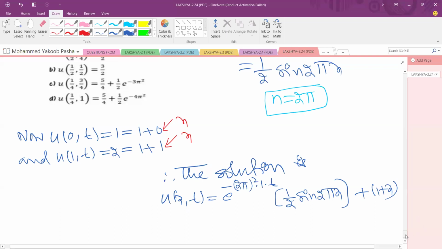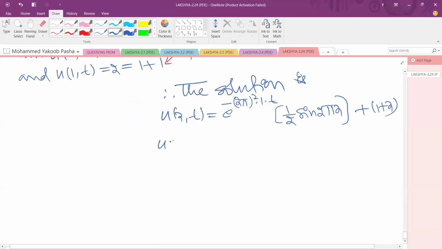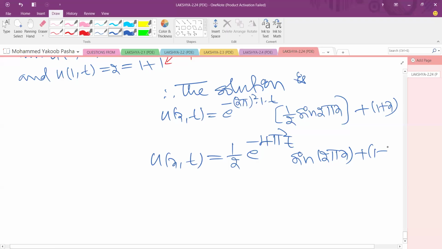So u of x comma t is equal to e power minus 4 pi square t. Here I am writing 1 by 2 outside. This is u of x comma t is equal to 1 by 2 e to the power of minus 4 pi square t into sin 2 pi x plus 1 plus x.